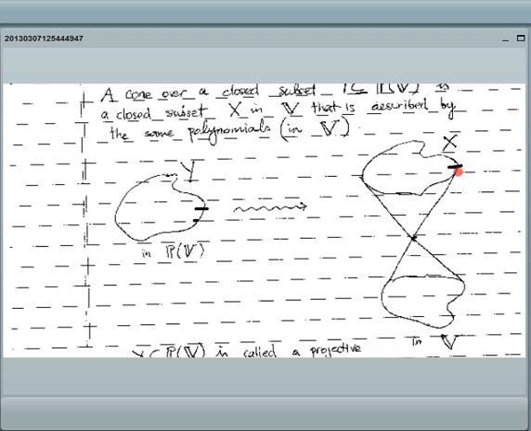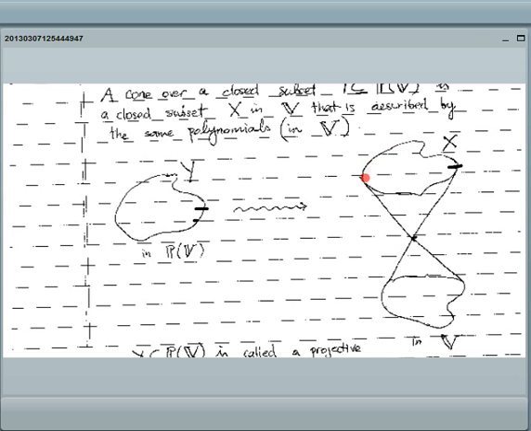At this point, by definition of projectivization, a line is identified with a point in PV, right? So this whole line passing through that point corresponds to this point in the projectivization. In other words, if you take a closed subset of the projective space, it is equivalent to taking a cone in the vector space V. So this is a cone, right?